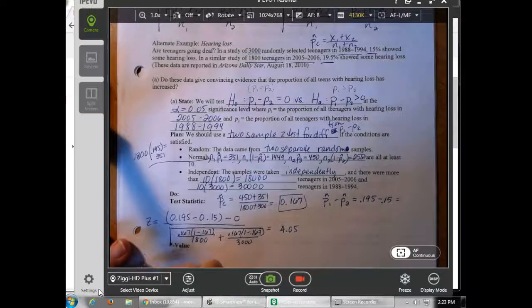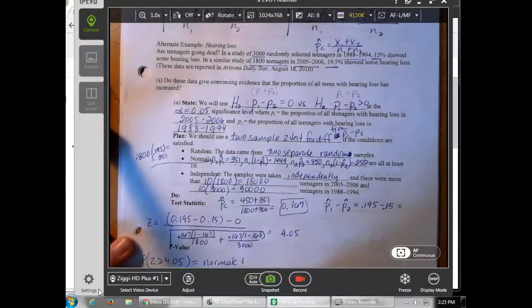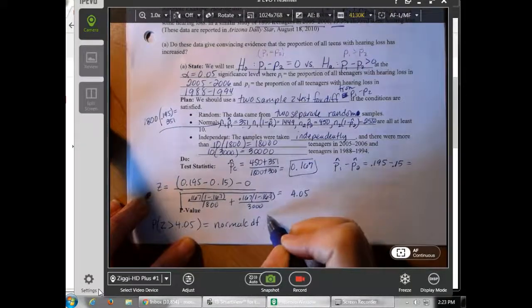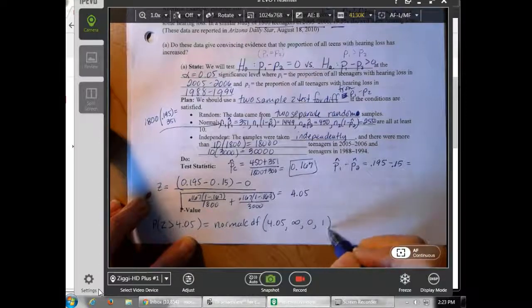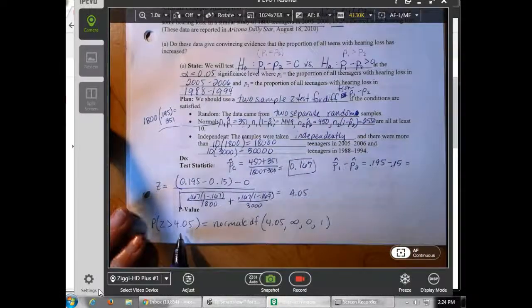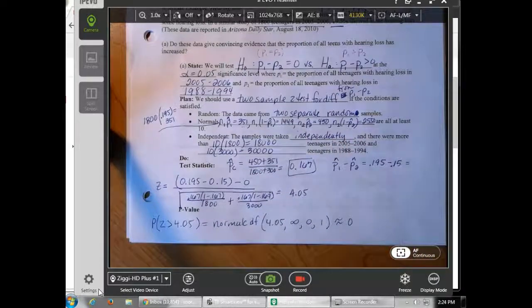So I'm looking for the probability that any randomly selected z will be greater than 4.05. So that will be normalcdf, and I would use 4.05 to infinity, 0, 1. And it's because I already have the z-score, so the data has been standardized, and I'm going to get approximately 0. So very, very unlikely that we would observe those differences just by chance. So that's what that's saying there.